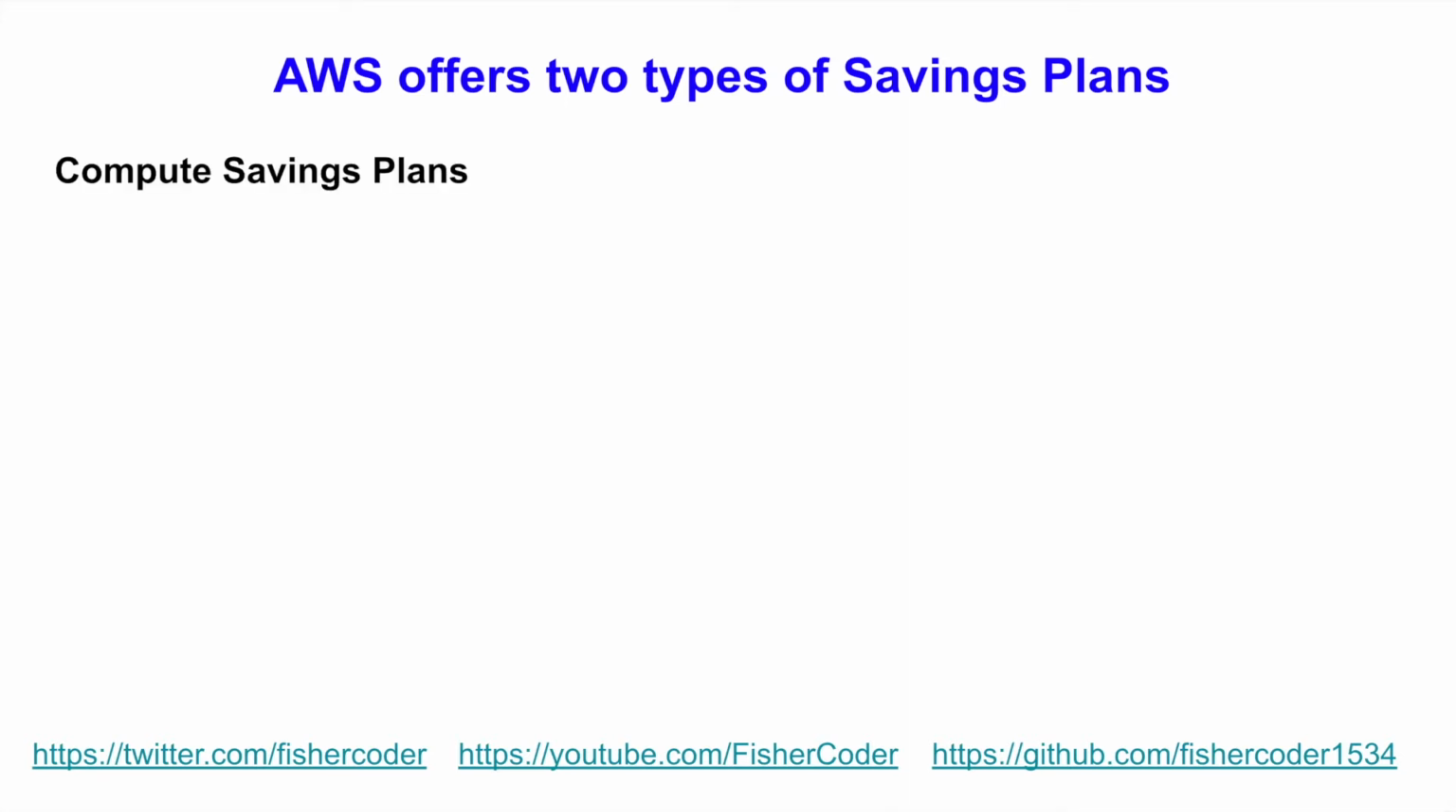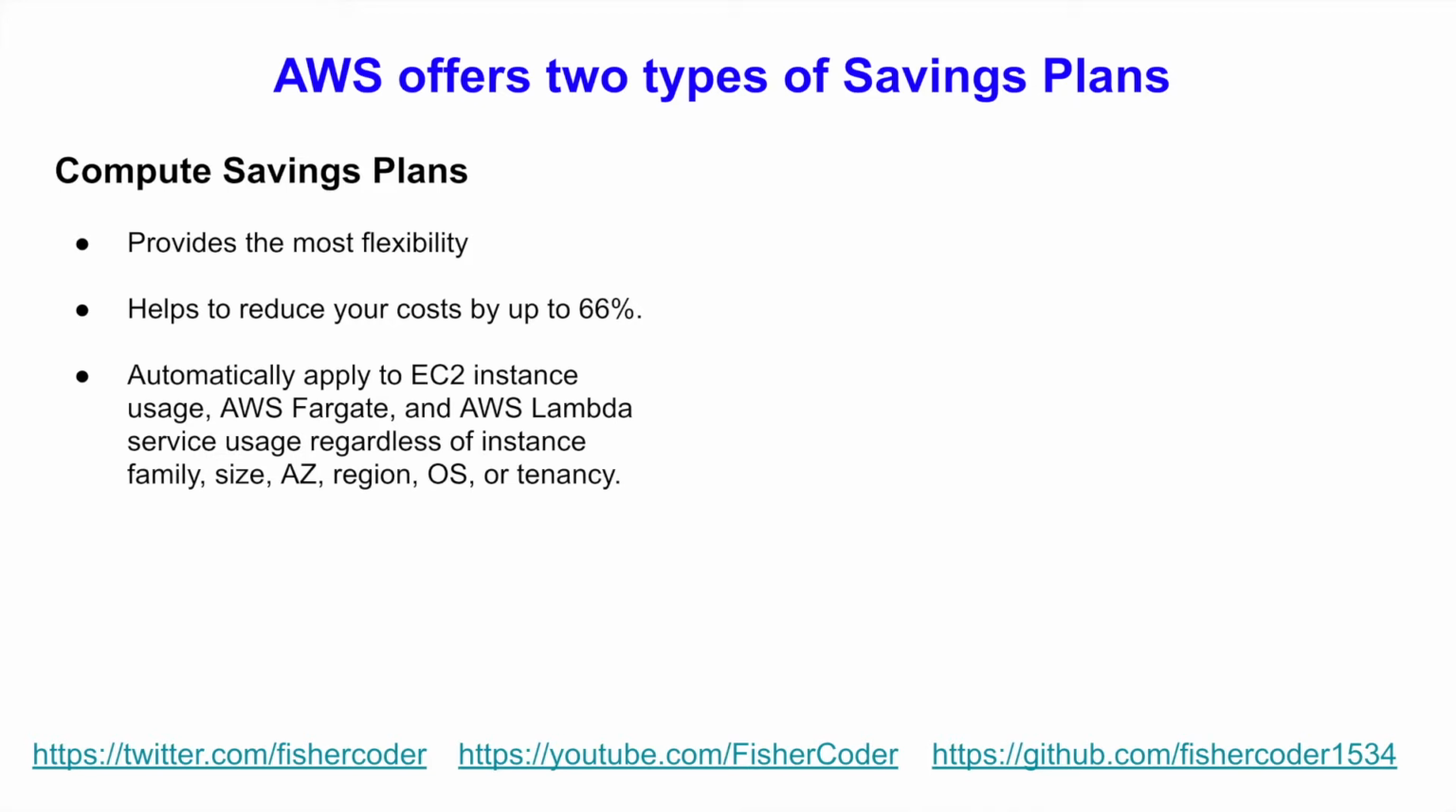Number one is AWS Compute Savings Plan. This plan provides the most flexibility. It helps reduce your costs by up to 66%. It's very similar to the convertible reserved instance types. And this plan automatically applies to any of your EC2 instances, regardless of region, instance family, operating system, or tenancy, including those that are part of an ECS, EMR, or EKS cluster.